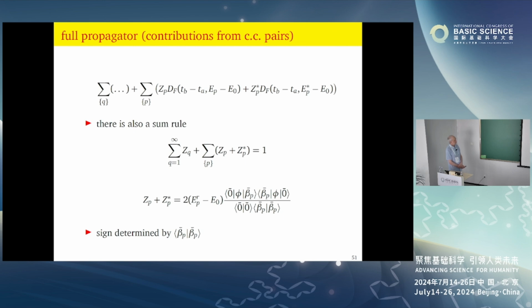The full propagator now has contributions from these p states, and these Z_p factors are small when these states are higher up in the spectrum. These Z_p factors get smaller and smaller, but they're there. There's a sum rule, so they add up in this way, and this combination that appears in the sum rule, again, only involves the beta state, not the alpha state. And the sign of this real part of Z_p is determined by the original norm of that beta state. So just like over here, there were negative contributions to the propagator, as we saw numerically too. And there are also effectively negative contributions, possibly, when these things are negative.